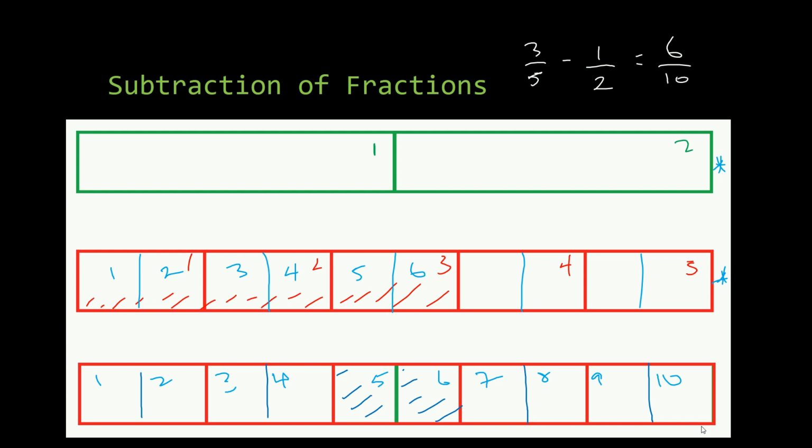And now I'm doing the same thing again with this one. I see 1, 2, 3, 4, 5 pieces. And when I work that out, I can see I can change my 1 of 2 pieces into 5 of 10 pieces. And then when I subtract them, I get 1 of 10 pieces.